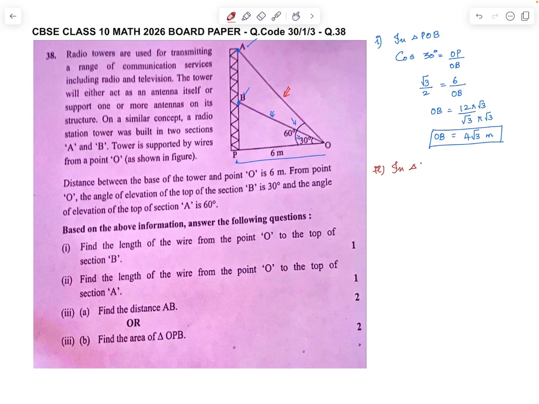In triangle APO, cos 60 is equal to OP upon OA. Cos 60 is 1 by 2. OP is 6. OA is what we have to find out. OA is equal to 12 meters.